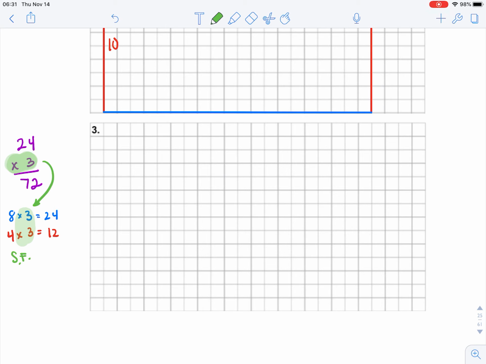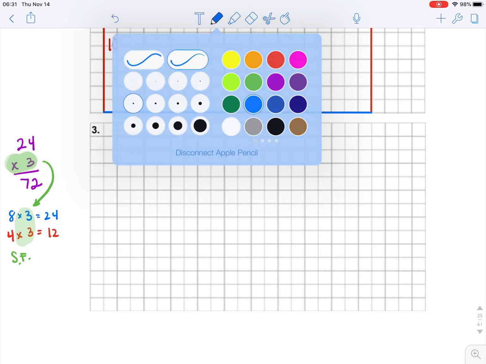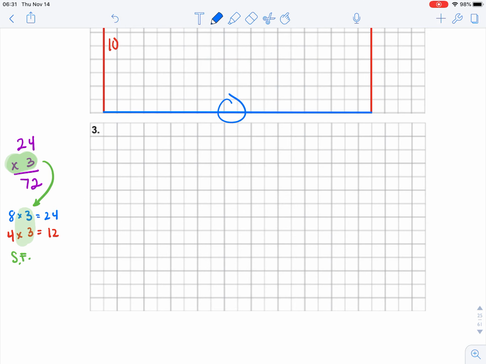Okay, your scale factor is times 3. They have to be the same. Okay, so my long side, I know this one over here is 20, so it's going to take up pretty much the entire length. That's an extra 4. So I'm going to start in the same spot, and I'm going to go to the very, very end, because the one above it was 20.